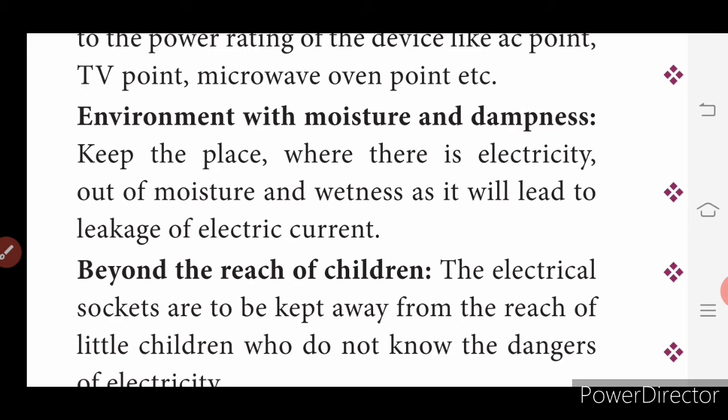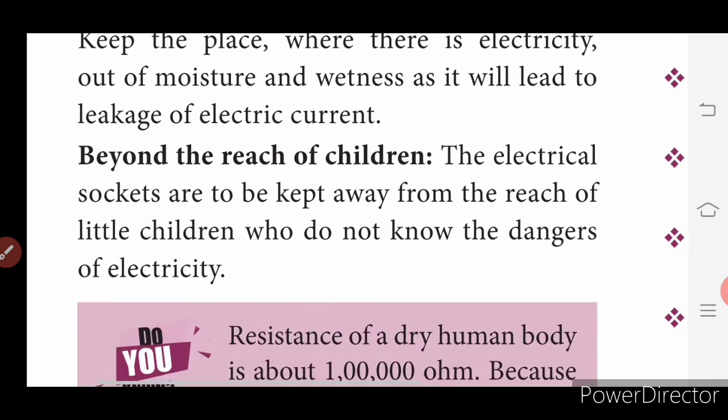Then the last one is beyond the reach of children. The electrical sockets are to be kept away from the reach of little children, who do not know the dangers of electricity. Always we have to say, keep out of the reach of children, because children don't know how to use electrical appliances properly. They don't know how to switch on or switch off properly, or where to keep their finger.